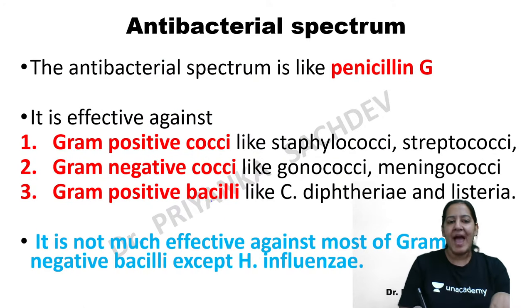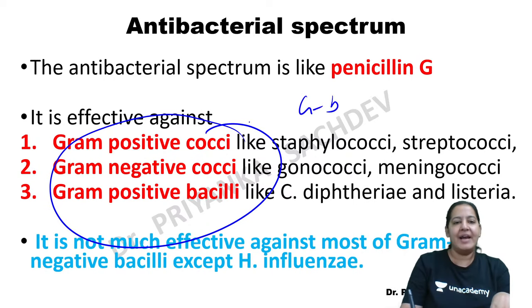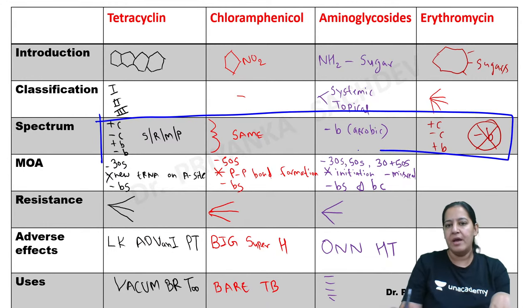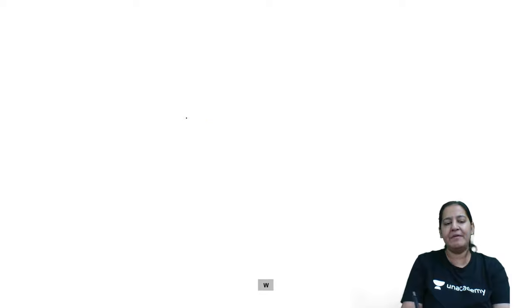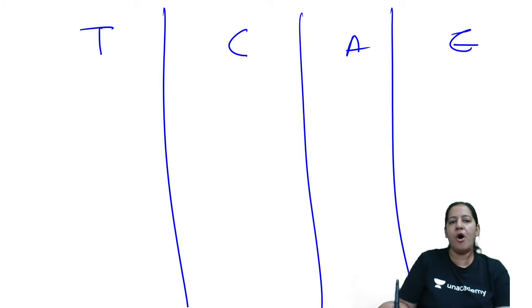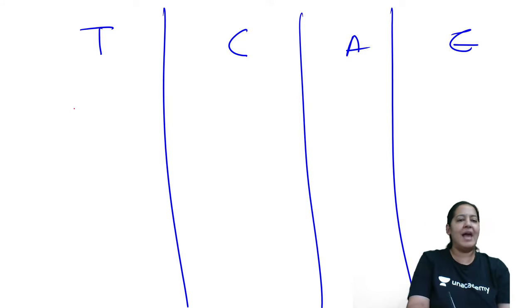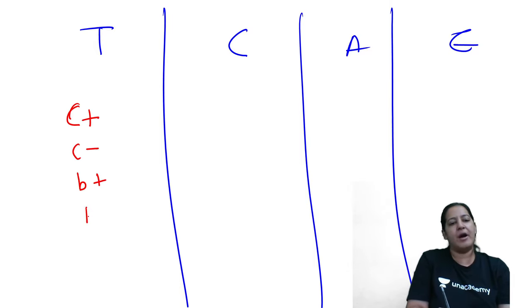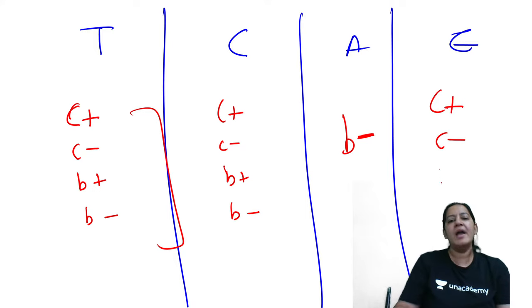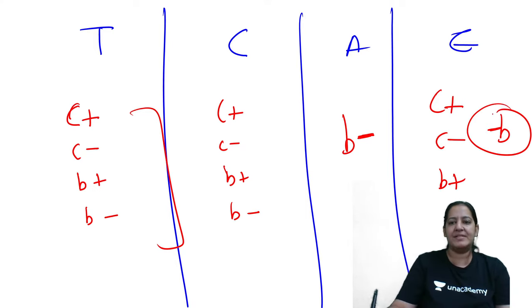Spectrum. Except gram-negative bacilli, it is active against all. Now compare the spectrum. Zoom it out if you can and see the spectrum. Can you help me with the spectrum of the four: tetracycline, chloramphenicol, aminoglycoside, erythromycin? Please help me. So here it is gram-positive cocci, gram-negative cocci, gram-positive bacilli, gram-negative bacilli. Here also the same. Here only gram-negative bacilli. Here gram-positive cocci, gram-negative cocci, gram-positive bacilli. So except gram-negative bacilli, everything else is there.